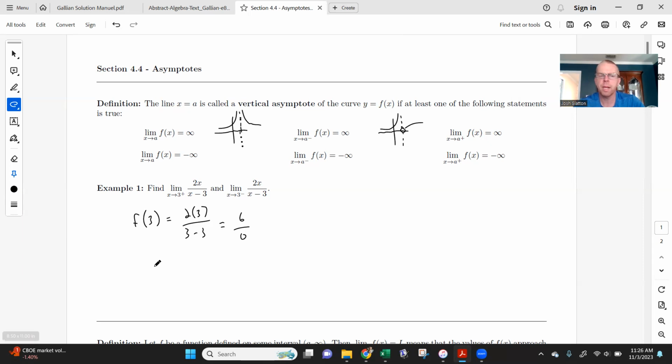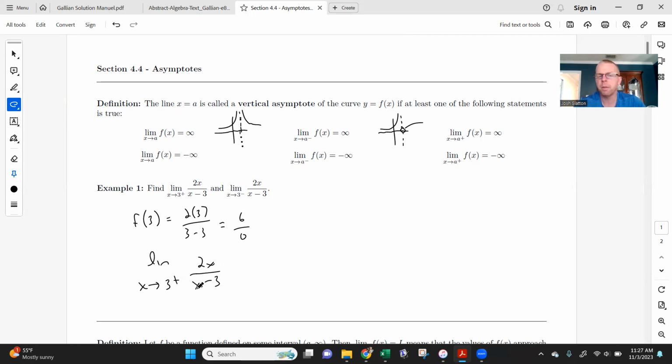The easiest way to figure that out, if we're going from the positive side, and we have 2x over x minus 3, is plugging in numbers for x. We're plugging in numbers for x that are slightly bigger than 3. So think 3.01, 3.001, 3.0001, and on, just adding more zeros, so we get closer and closer to 3. Up here, we're obviously going to be approaching 6. Down here, we're approaching 0, but which way are we approaching 0 from?